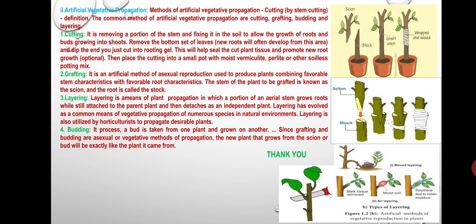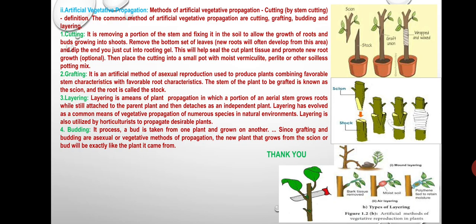It is removing a portion of the stem and fixing it in the soil to allow the growth of roots and buds growing into shoots. Remove the bottom set of leaves, as new roots will often develop from these areas. And dip the end you just cut into the rooting gel. This will help seal the cut plant tissue and promote root growth. Then place the cutting into a small pot with moist soil along with pot mix.